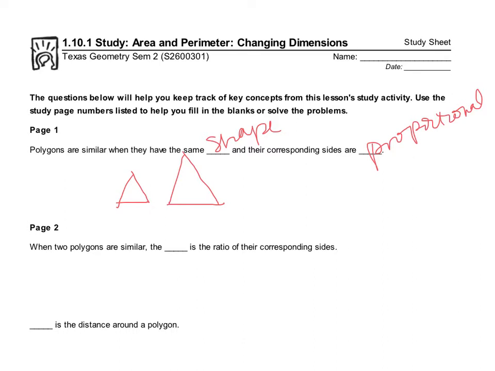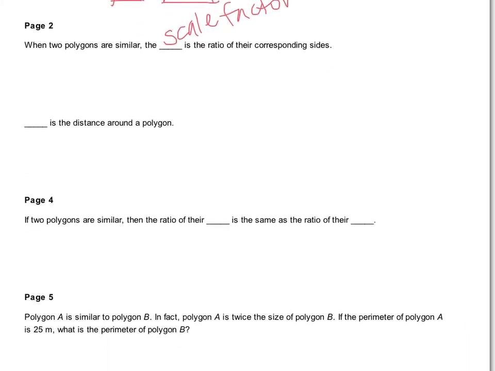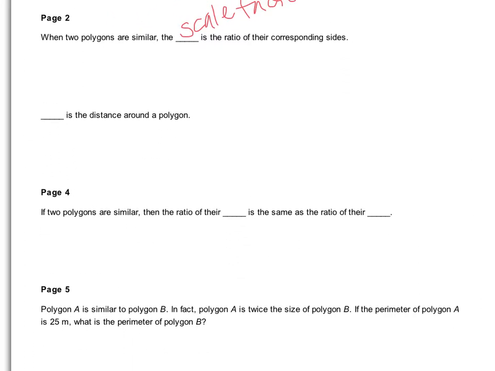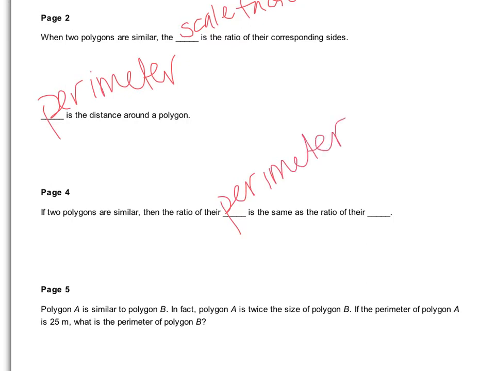So when two polygons are similar, the scale factor is the ratio of their corresponding sides. So just going along with what we've been talking about with shapes, just remember that your perimeter is the distance around a polygon. If two polygons are similar, then the ratio of their perimeters is the same as the ratio of their sides.